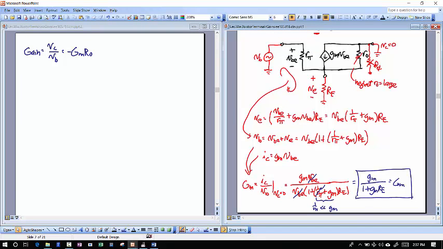Okay, all coming from this. I did that fairly quickly, so you may have to go through again and look at those notes to see how I derived all of that. But this is what I'm going to remember: that this is my gain.